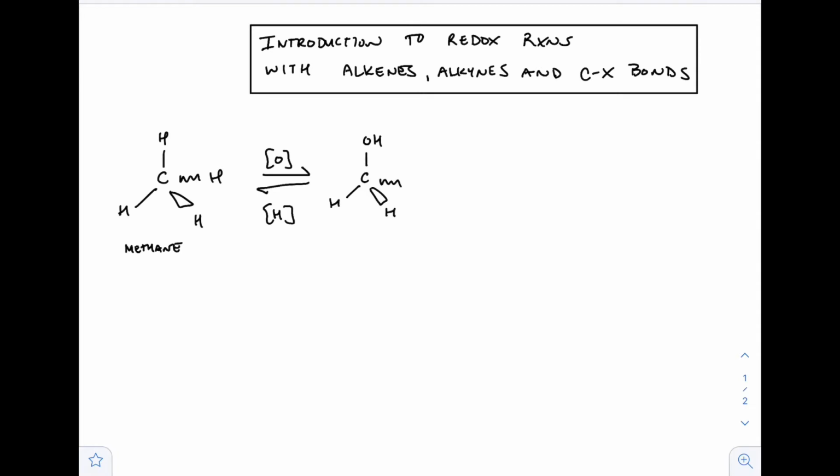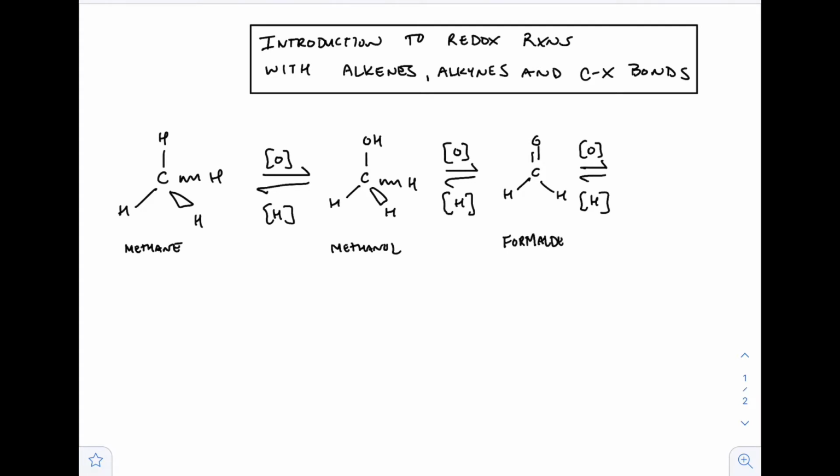the oxidation and reduction process are represented by an oxygen in brackets for oxidation, and then reduction, H in brackets. So if you go from methane to methanol, you're removing a carbon-hydrogen bond and replacing it with a CO bond. And then you can move forward from there and oxidize methanol to form a carbonyl compound called formaldehyde. We essentially removed a carbon-hydrogen bond, and then created another CO bond, right?